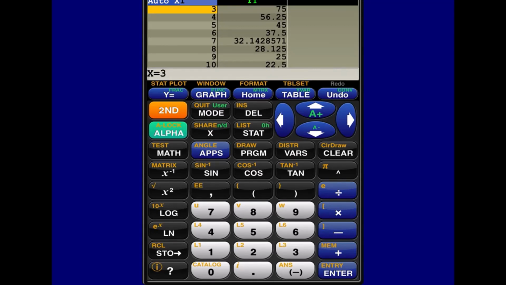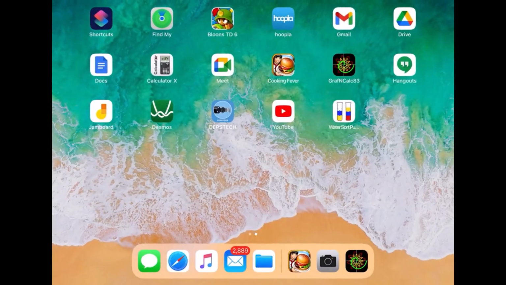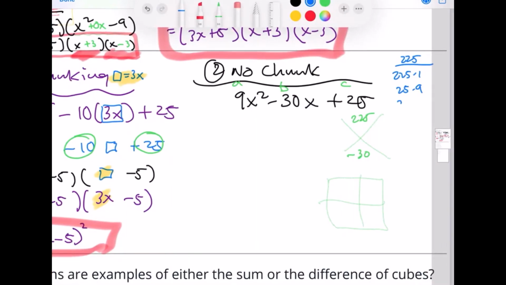3 times 75, 5 times 45. We said 45 and 9 times 25, that's 225, and then 15 times 15.